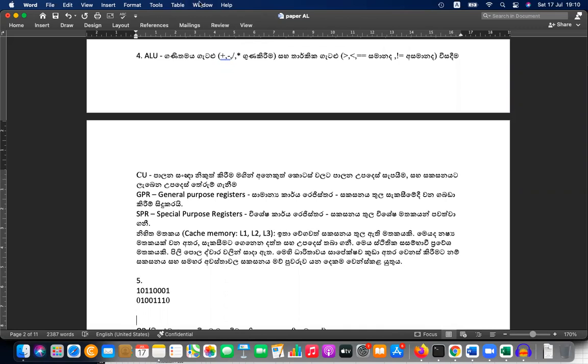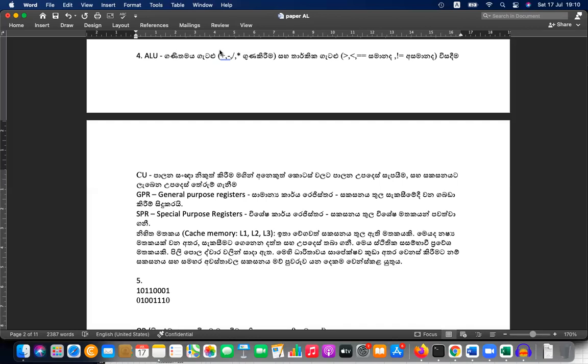What is the speciality of OR gate? If one input becomes 1, the output will become 1. If at least one input is 1, the output is 1.